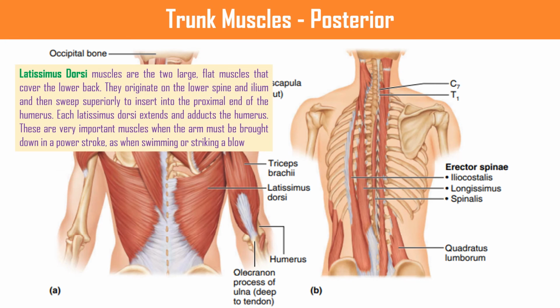Then we have latissimus dorsi. These are two large flat muscles that cover the lower back. They originate on the lower spine and ilium and then sweep superiorly to insert into the proximal end of the humerus. Each latissimus dorsi extends and adducts the humerus. These are important muscles when arms must be brought down in a power stroke, as when swimming or striking a blow.